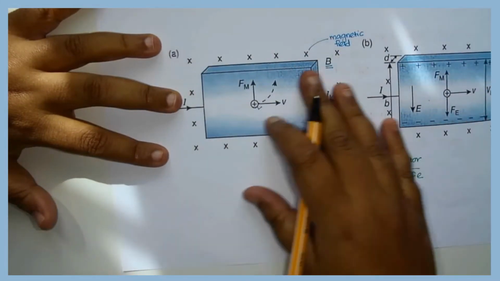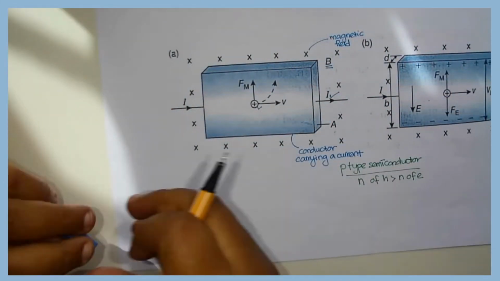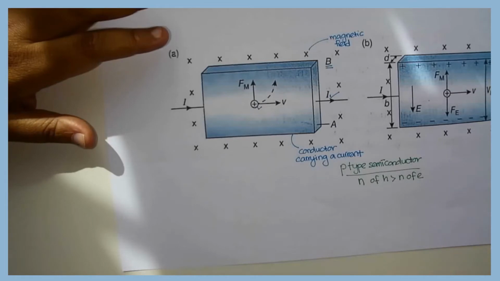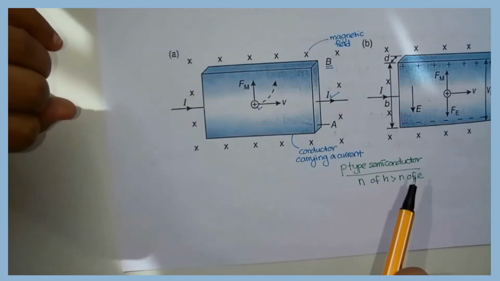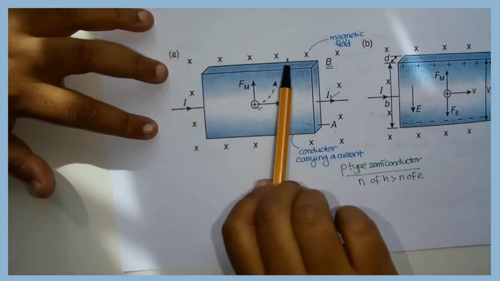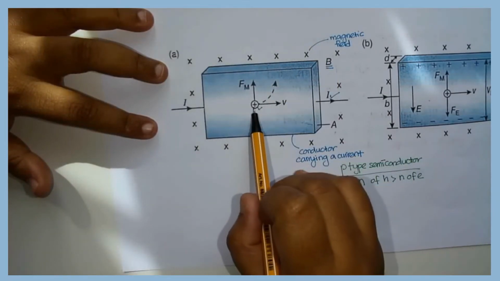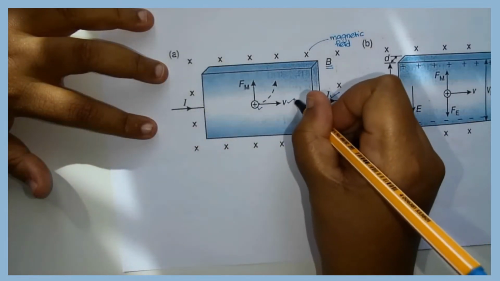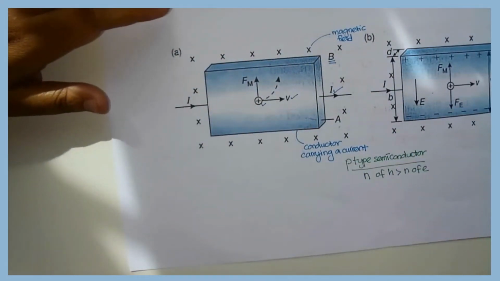The example can change, class. It can also be a negative charge carrier. It all depends on the type of conductor that is being used. The first thing that happens when we have positive charge carriers inside the conductor carrying current is that these positive charge carriers, which are drifting with a velocity v, will be exerted by a force.